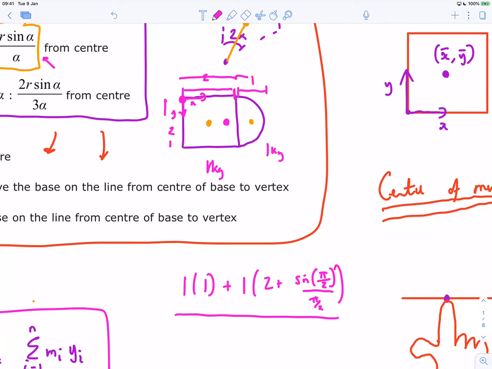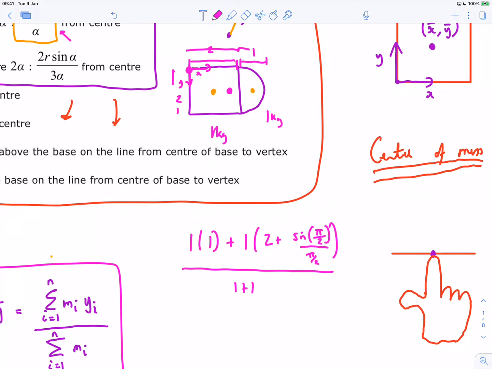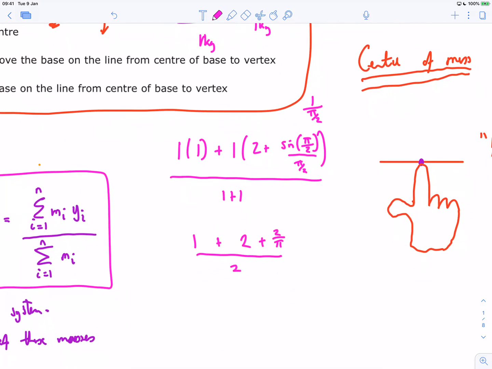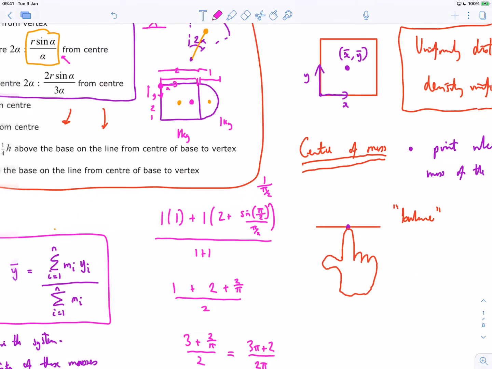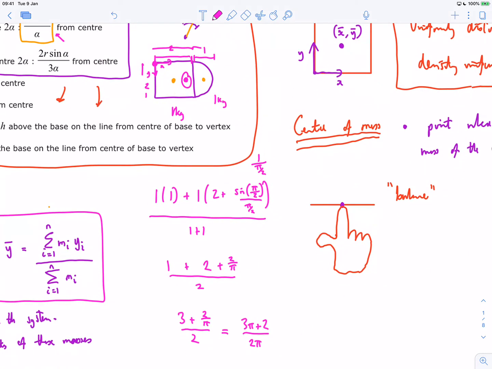And then this is all going to be the sum over 1 plus 1. And then that can easily be solved, because 1 times 1 is 1, plus, and then this thing will be 2 plus, sine of pi over 2 is 1, so it'll be 1 over pi over 2, so this becomes 2 over pi, and this all goes to 2. So the answer would just be 3 plus 2 over pi over 2. If you get this over a common denominator, this is going to be 3 pi plus 2 all over 2 pi. So the true centre of mass, this thing here, is going to be 3 pi plus 2 all divided by 2 pi units to the right from this.